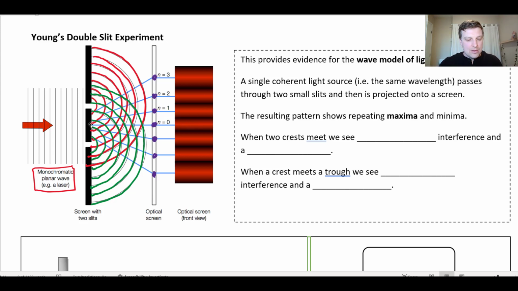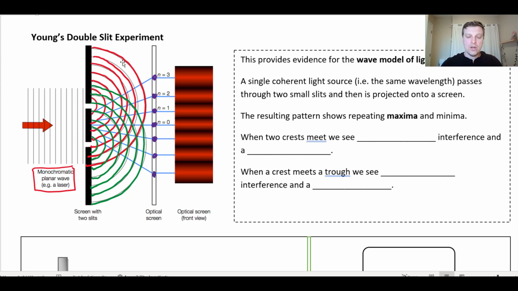Notice, for example, that there's no way light could just go straight through and then hit the screen in the middle, and yet I get a bright spot here. So that could only happen if this was exhibiting wave-like behavior, if it was bending around the corner. And so this experiment shows very clearly that light, at least sometimes, can act like a wave, okay?